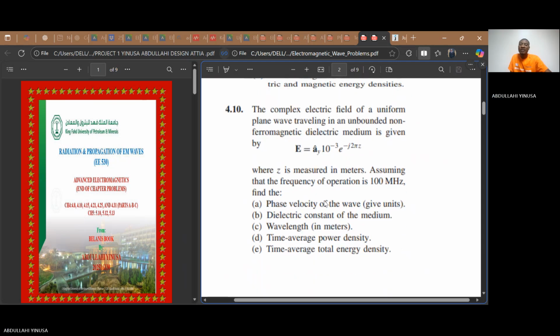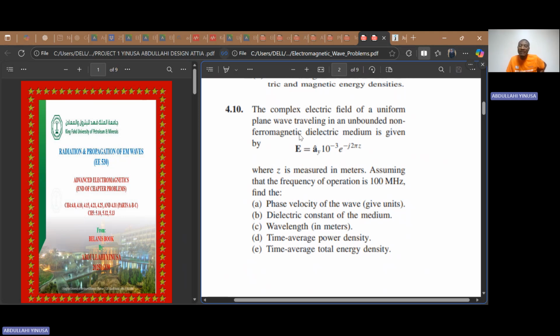Now, they gave us the electric field to be this, right? Z is in meters. They give us f as 100 megahertz. Mega means 10 to the power 6, right? They asked us to find the phase velocity, VP. The phase velocity, what was the phase velocity? The wave, where is it traveling?